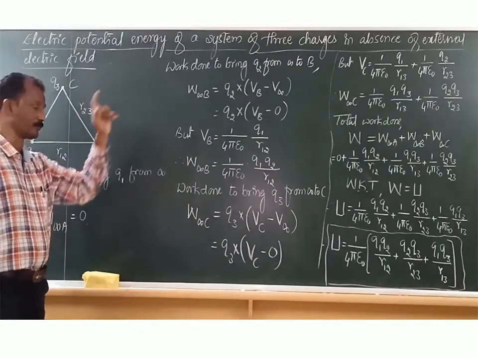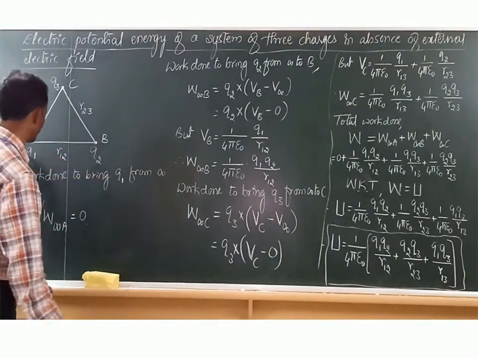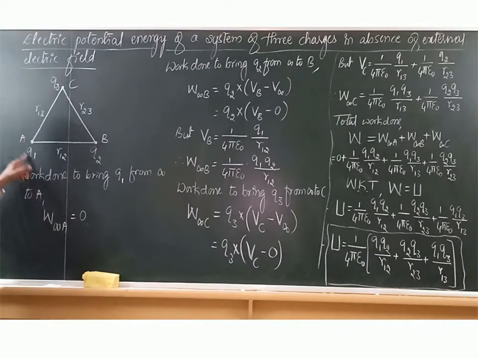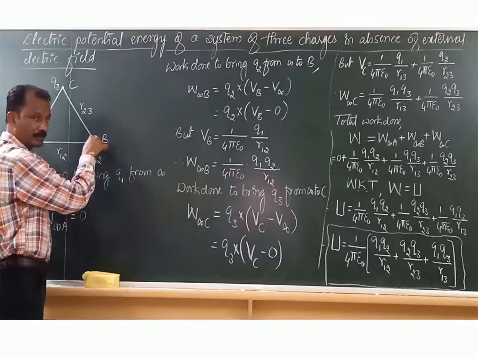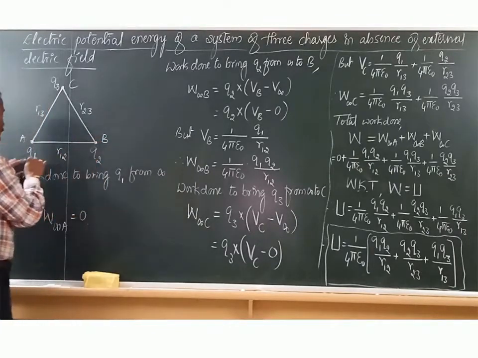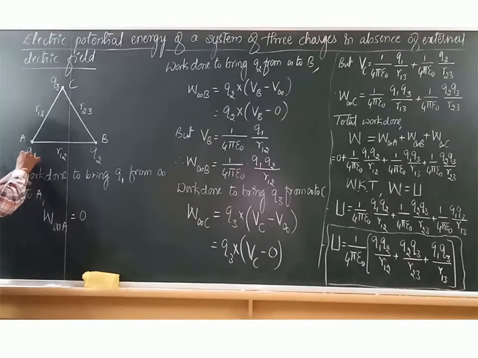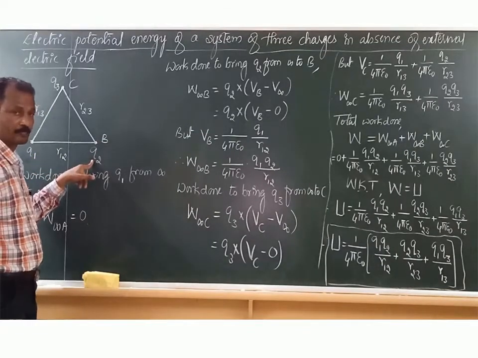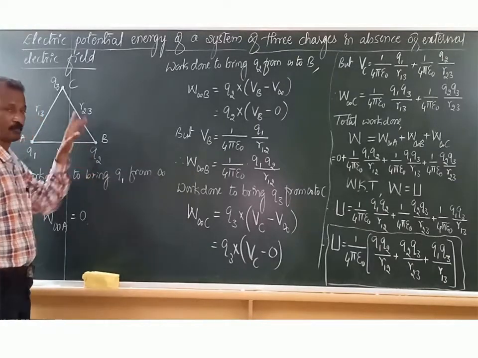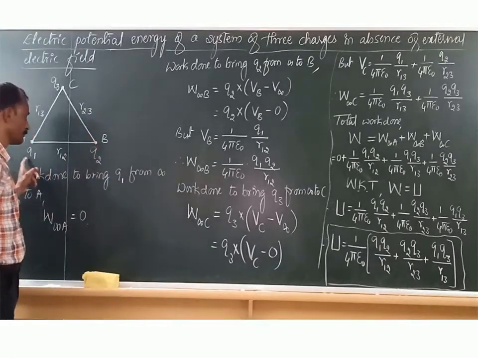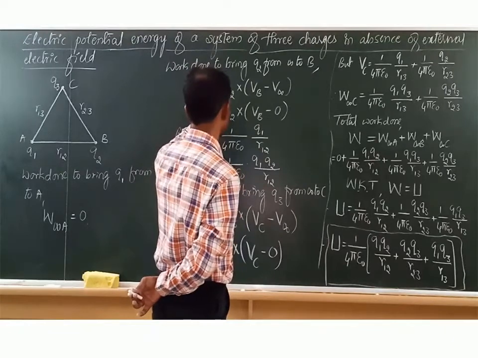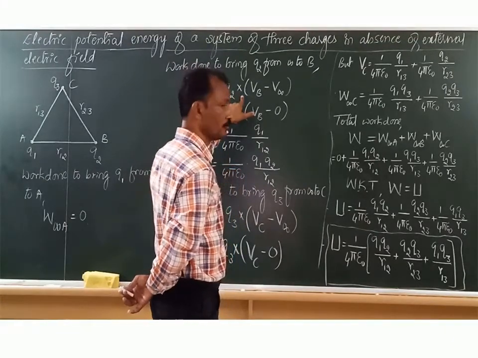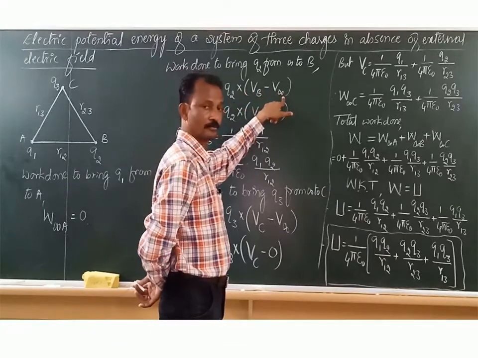We bring Q2 from infinity to point B against the repulsive force of Q1. Already Q1 is set at point A, so when bringing another charge Q2 from infinity to point B, Q1 opposes it. Therefore work has to be done. Work done to bring Q2 from infinity to point B against the repulsive force of Q1 is given by W infinity B is equal to Q2 into VB minus V infinity.